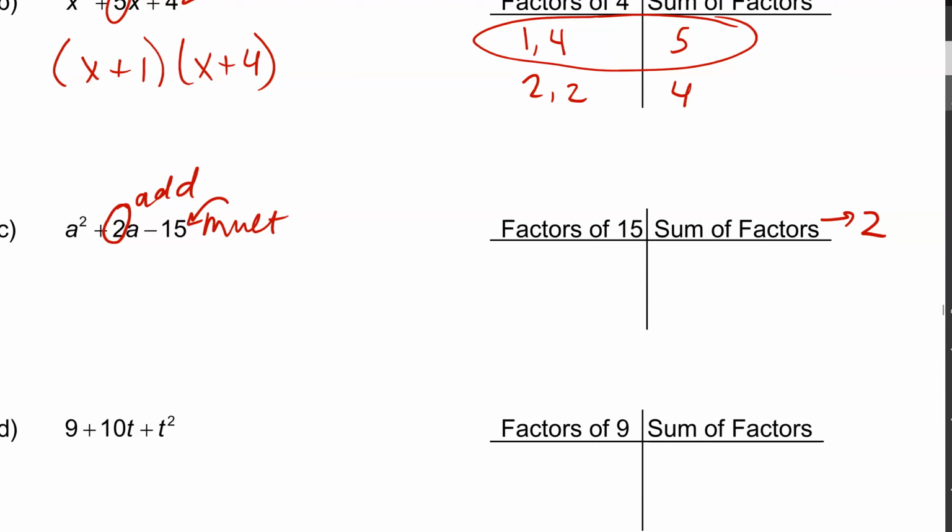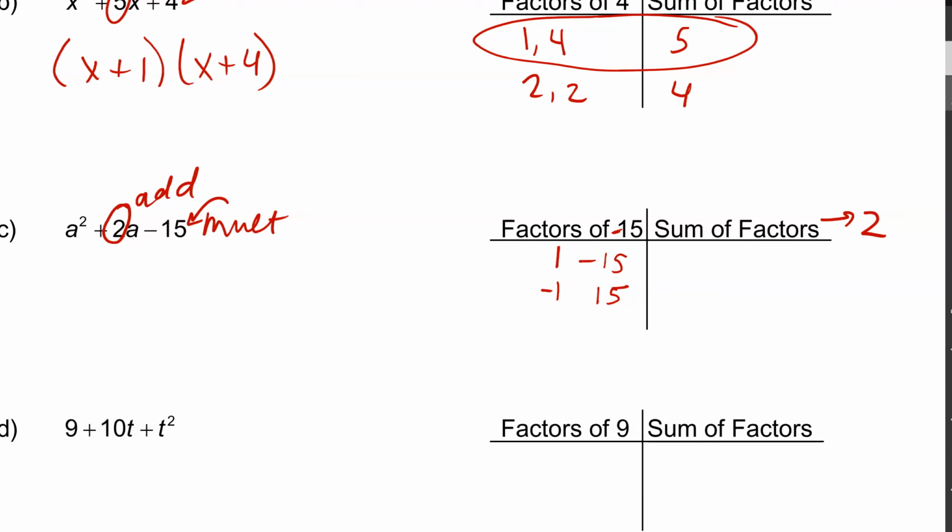So it needs to be factors of negative 15. What are the factors of negative 15? I could have 1 and negative 15. I could have negative 1 and positive 15. What else? Negative 1 and 15 multiply to negative 15, and negative 15 and 1 multiply to negative 15.